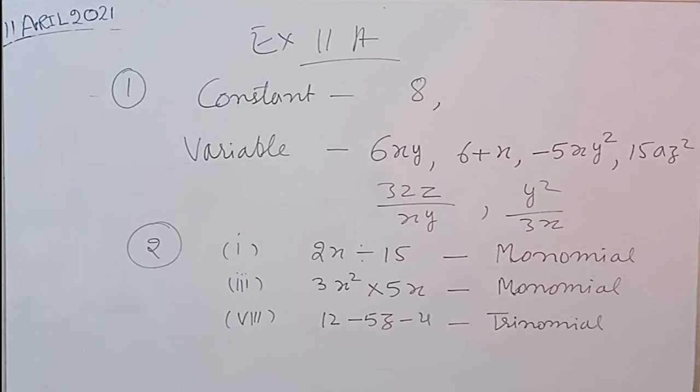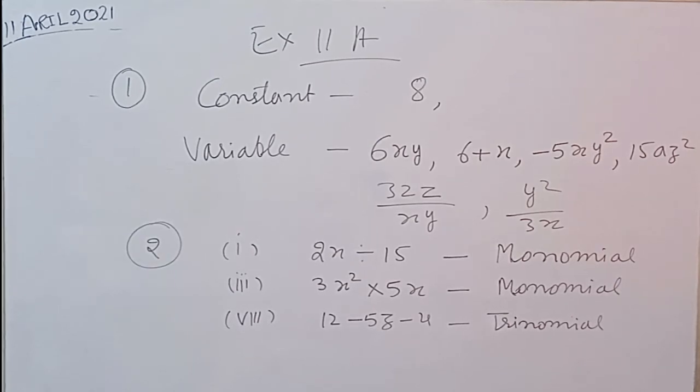So here whenever we see the term 8, we find that it is in number form. So 8 is the only constant in all these terms, and the others, that are 6xy, 6 plus x, minus 5xy square, 15az square, 32z upon xy, y square upon 3x, are the variables, because in each term we have the variable with the constant. So in that manner you will do sum number 1.